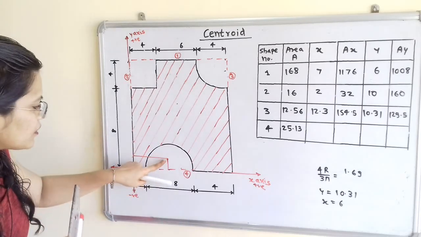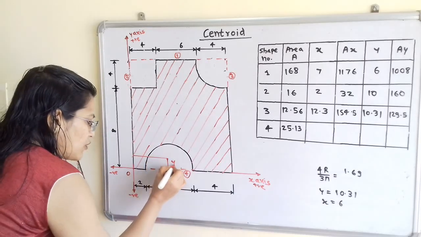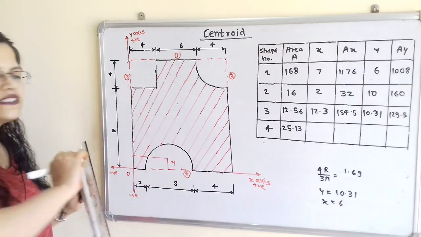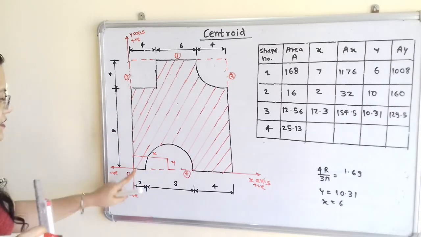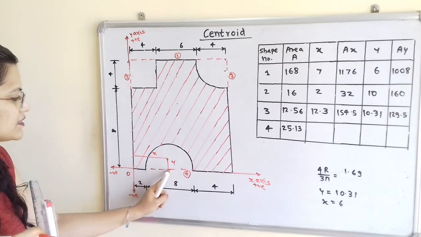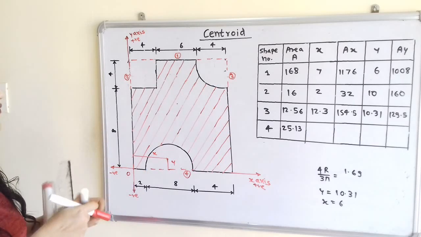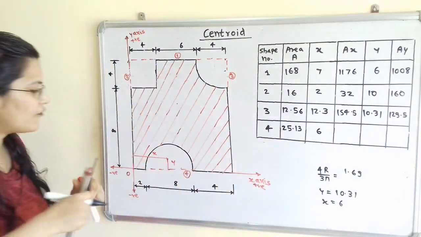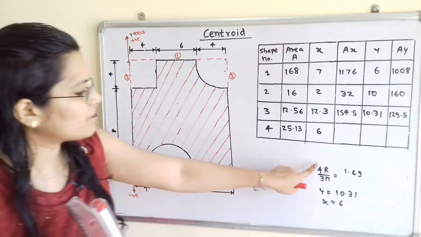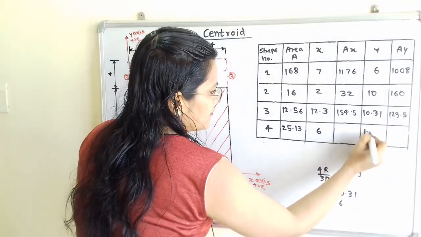Now if we observe here, this vertical distance is known as value of y and this horizontal distance is known as value of x. So what is this horizontal distance? So up to this point this distance is 4. 4 plus 2, 6. So value of x is equal to 6. And what is the value of y? So this value of y is equal to 4r by 3 pi, that is 1.69.